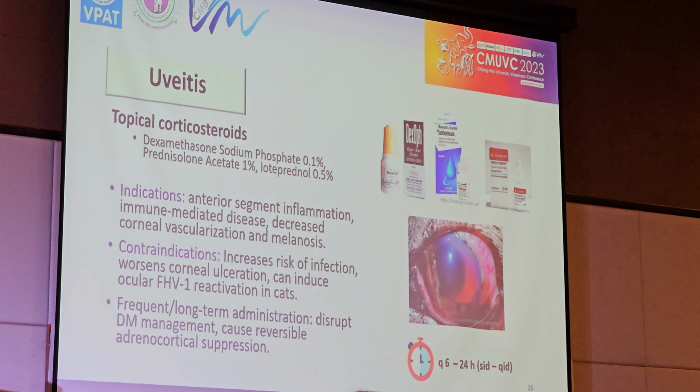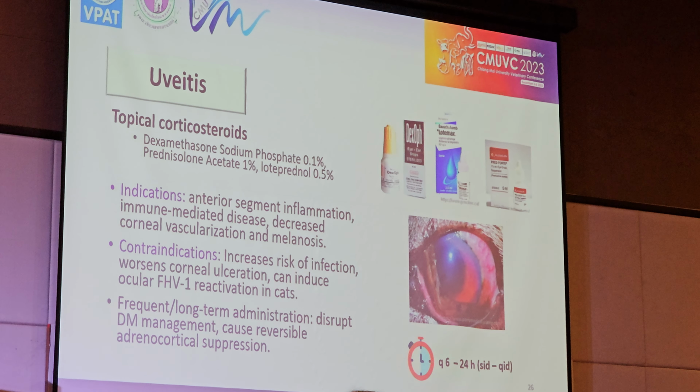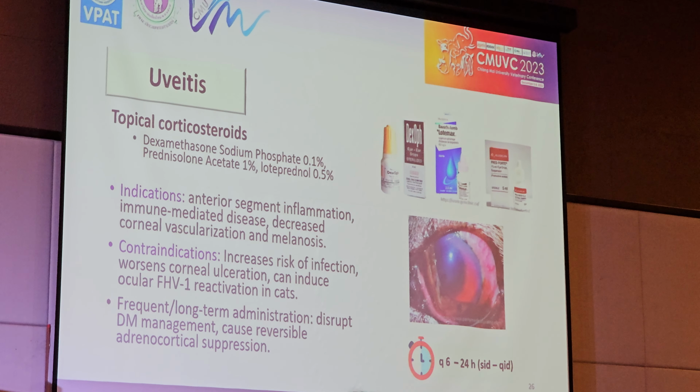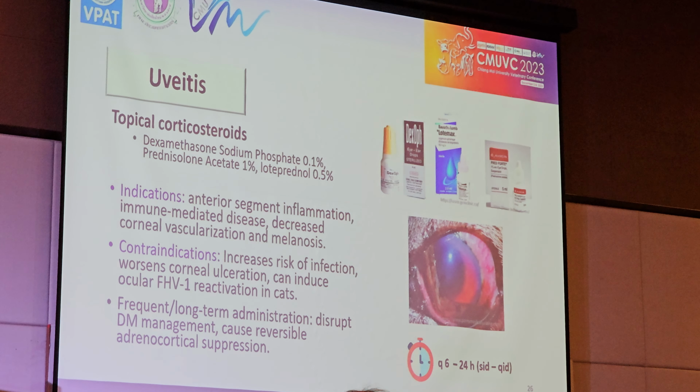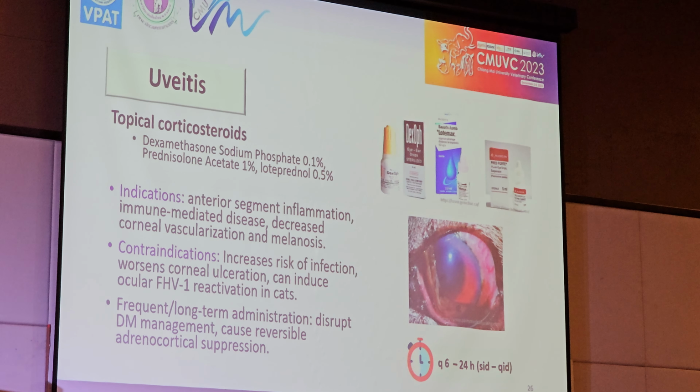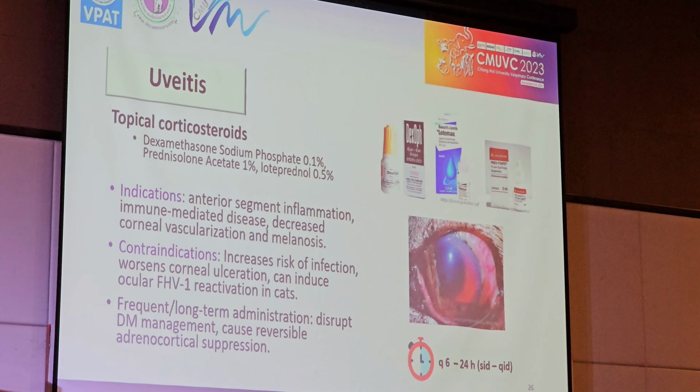So the drug that we use first is the topical corticosteroid. Examples such as dexamethasone sodium phosphate, prednisolone acetate, or retoprendol are considered the drug of choice in this uveitis. They stabilize the blood-aqueous barrier and decrease the exudation, scarring, and cloudiness of the ocular media.